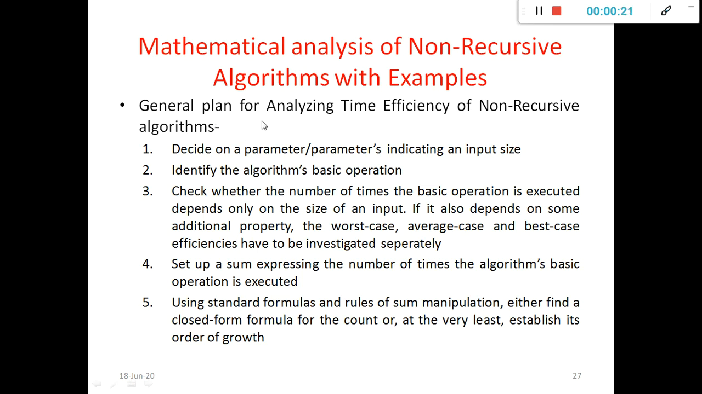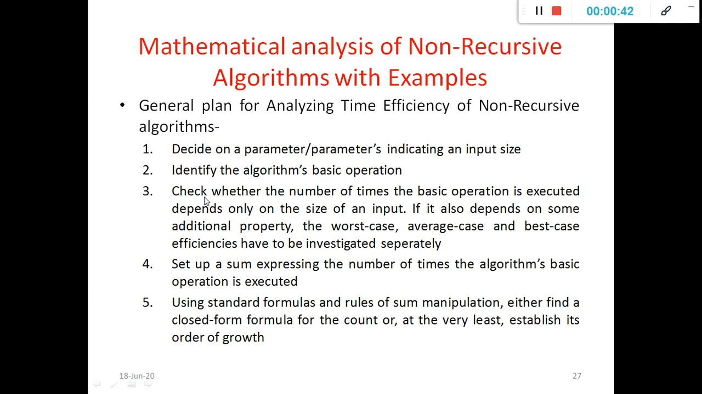The general plan for analyzing time efficiency of non-recursive algorithms is: first, decide on a parameter or parameters indicating an input size of an algorithm. Next, identify the algorithm's basic operation. The basic operation is the one that takes more time to complete its execution.